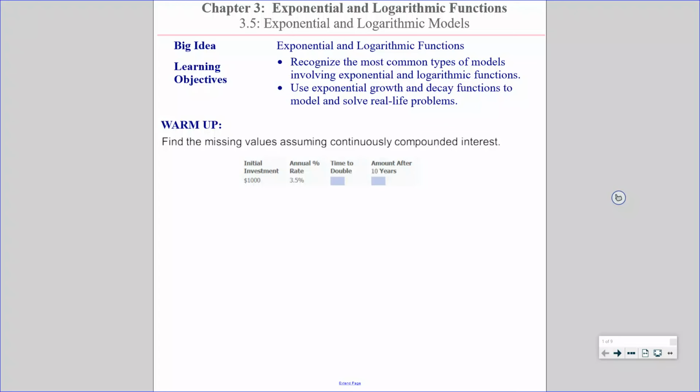We are doing lesson 3.5, which is exponential and logarithmic models. So basically, we're going to be solving some exponential and log equations, which we did in 3.4, but just applying it to application problems. Math in real life, as I like to say.